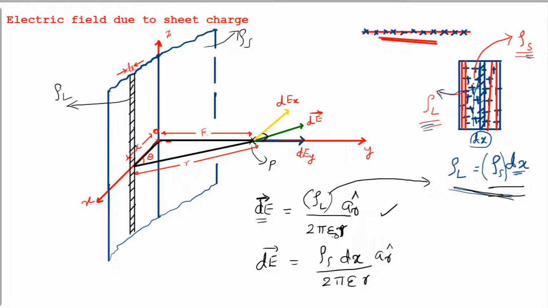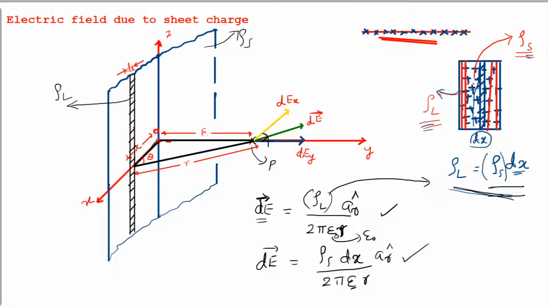If air is the medium, I can consider this as epsilon naught. I will write generally epsilon, it's understood. It is epsilon naught epsilon R, and if it is air medium, then epsilon R is 1. But I will take the general case and write it as epsilon. Is that fine? I will be continuing deriving from this equation. I hope things are very clear till here, so that I can move a little faster now. So dE is rho S dx by 2 pi epsilon R.